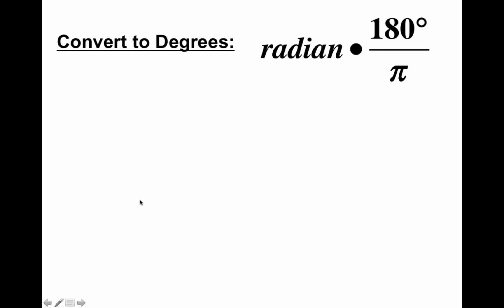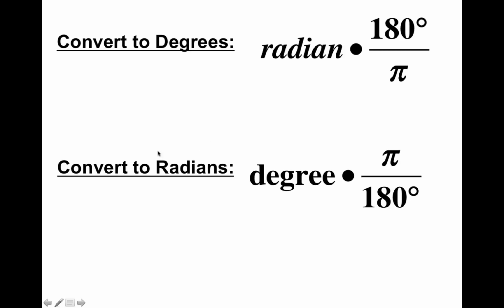We're going to use that to convert a radian into degrees. So if you are given a radian, you would multiply that by 180 degrees over pi. The reason is because 180 degrees and pi are equivalent, so it's like multiplying by the number 1. If you want to convert a degree to radians, you multiply the degree by pi over 180 degrees. So you just flip this.